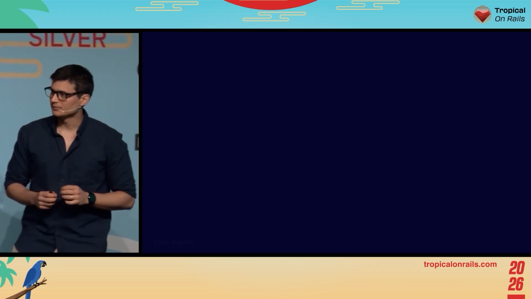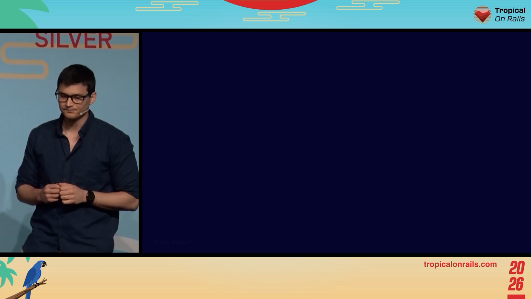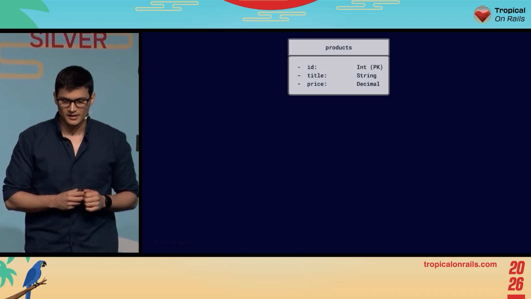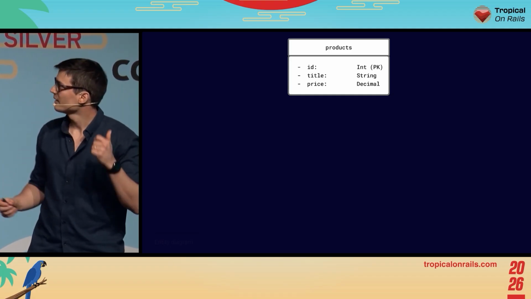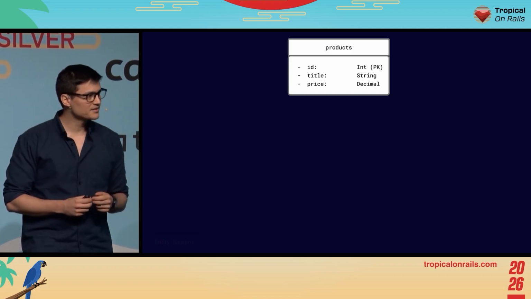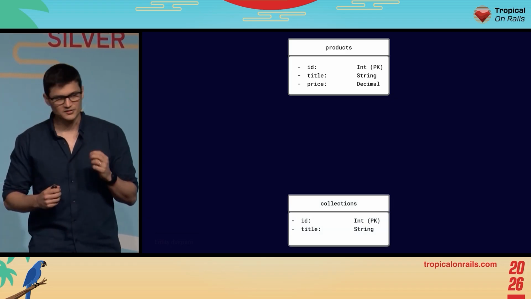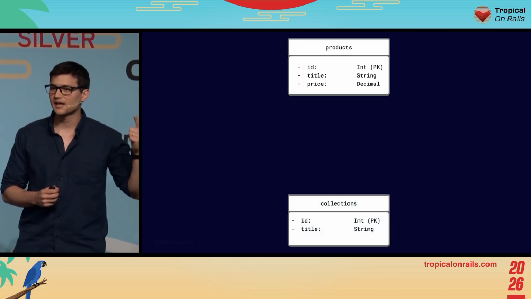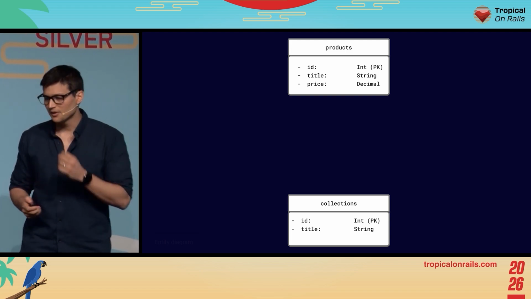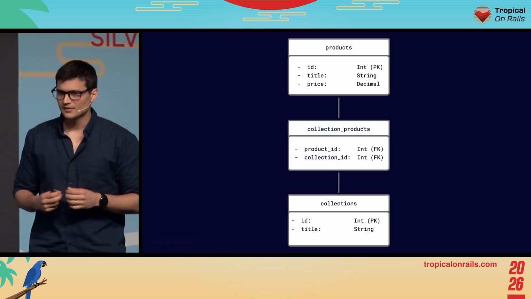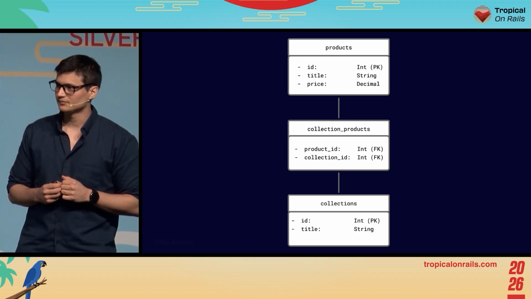Let's look at some code. For this, I'm going to assume that we are using a relational database. Let us start with our product table. It has an ID, a title, a price, and other metadata. A collections table, title and ID, and other metadata too. And then we need the join table, the one that references the product and the collection with a foreign key.